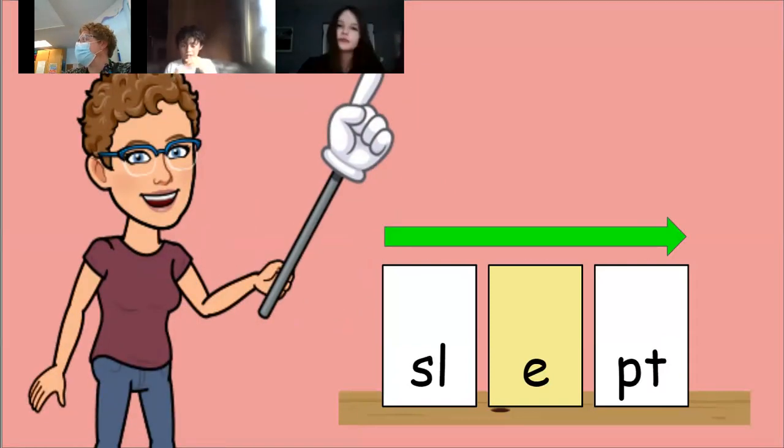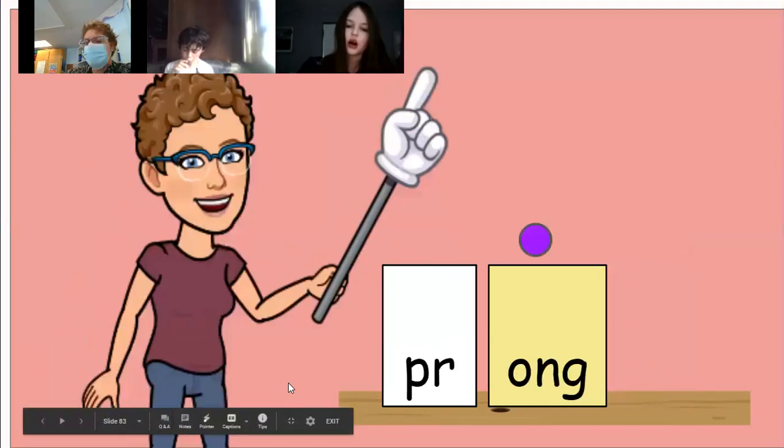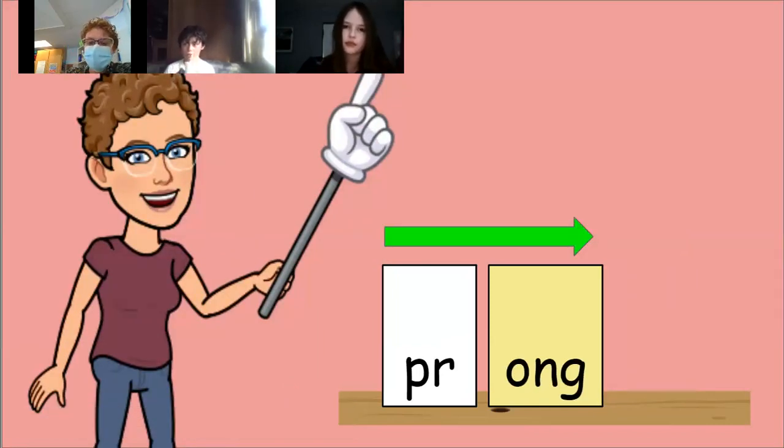Slept. Real word? Uh-oh, I don't have everybody participating. You need a thumbs up, thumbs down. Real word? Yes. Past tense of sleep, right? I sleep 8 hours a night. I will sleep 8 hours a night. I slept is our past tense, right? Prong. Real word? Yes, we talked about this one the other day.